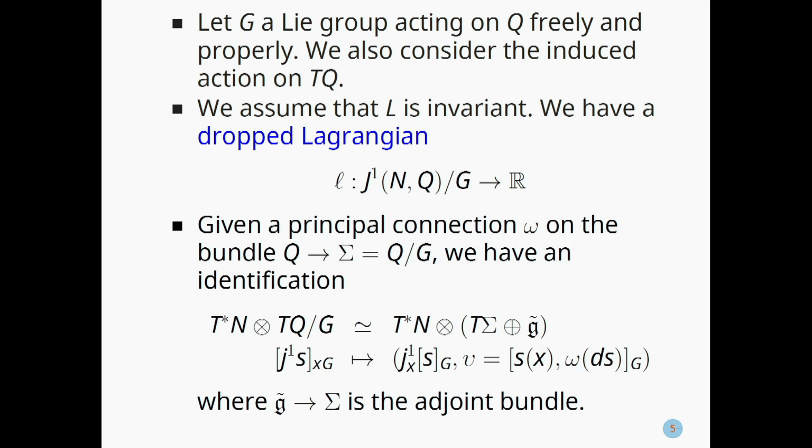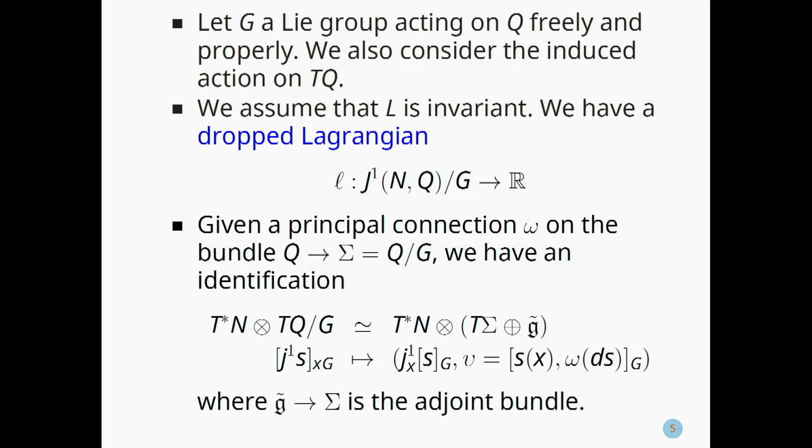And we assume that the Lagrangian is invariant. Then we have a drop Lagrangian. The Lagrangian is invariant under the action of a group, so it goes to the quotient. This is a small L, right? But the problem is that this manifold, this jet space over G, I mean, what is that?